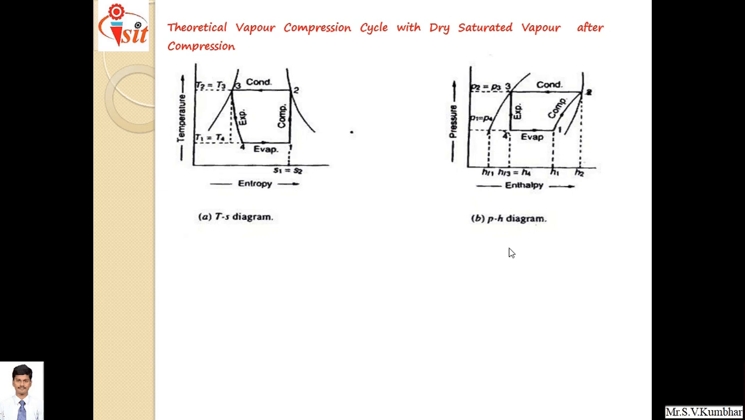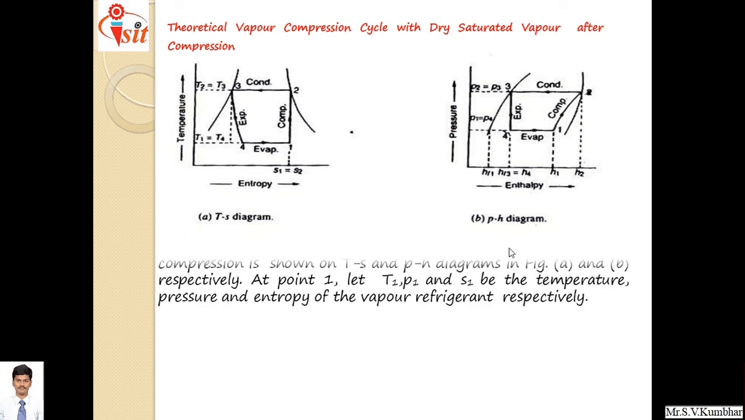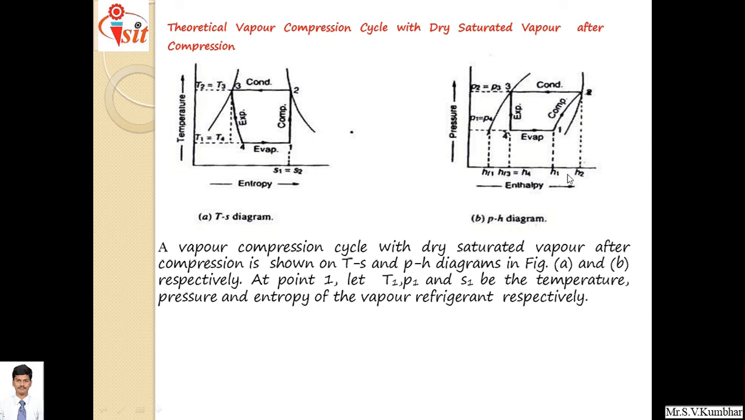Now, the theoretical vapor compression cycle with dry vapor after compression. This pH and TS chart is drawn here. First, the 1 to 2 curve represents compression, right? This line we have already studied. It's a saturated vapor line. Vapors of refrigerant are compressed up to saturation pressure, saturated liquid, saturated vapor.